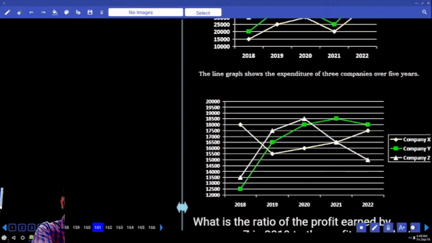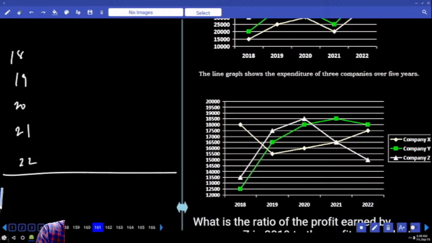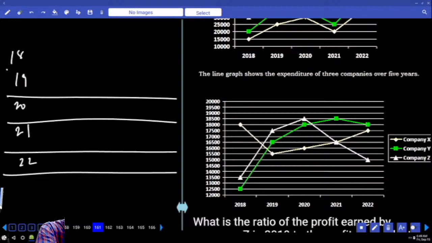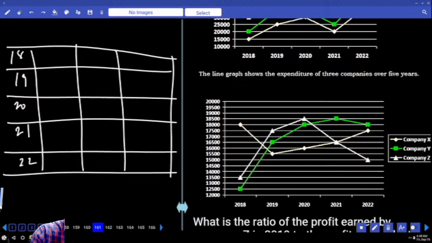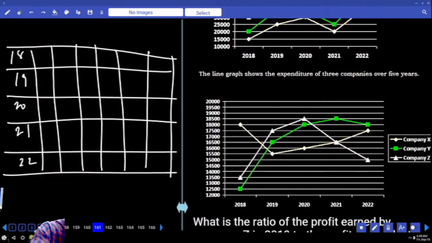So tell me, income or expenditure. First years tell me 18, 19, 20, 21, 22. So 5 years data. X company, Y company, Z company. Income or expenditure. This is X company, this is Y company, this is Z company. X company income, X company expenditure. Income, expenditure. Are you clear?